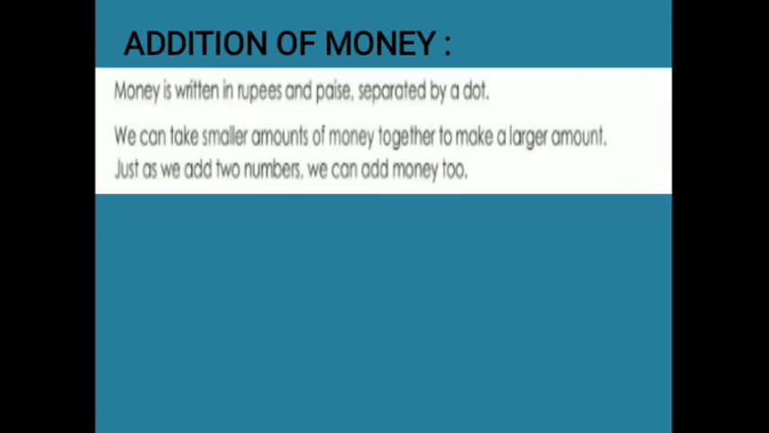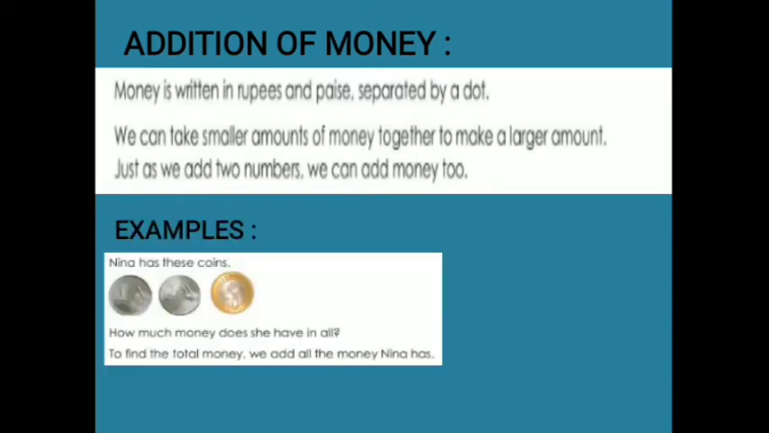Now let's see addition of money, children. Money is written in rupees and paise separated by a dot. We can take smaller amounts of money together to make a larger amount. Just as we add two numbers, we can add money too. So we did addition with 2-digit and 1-digit numbers. Like that, children, even with money we can do addition. So here is one example.